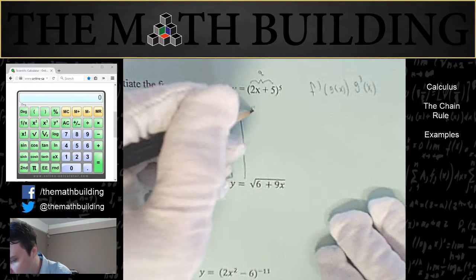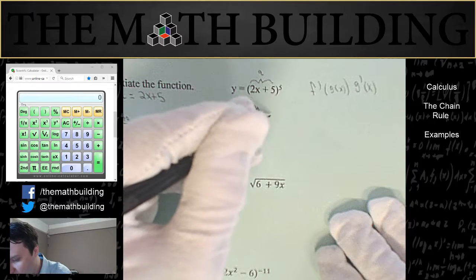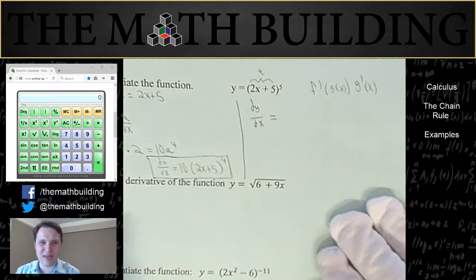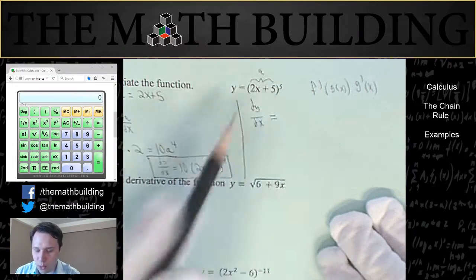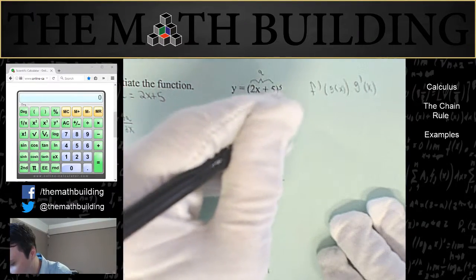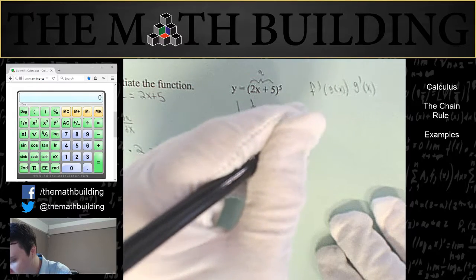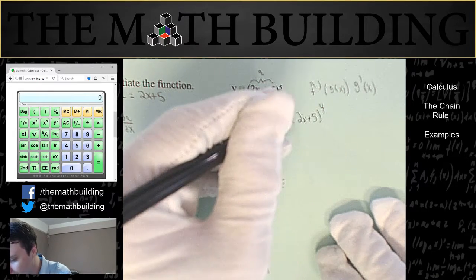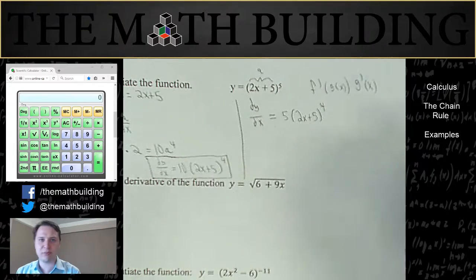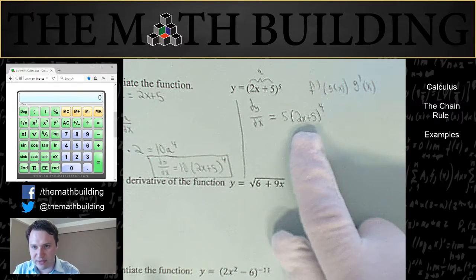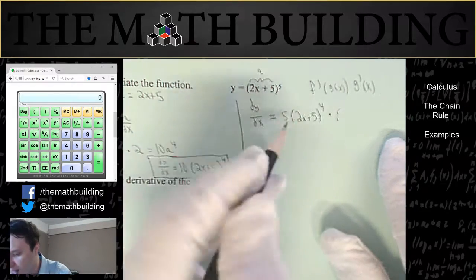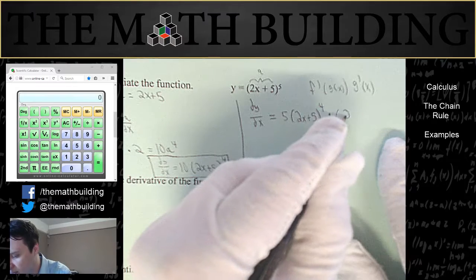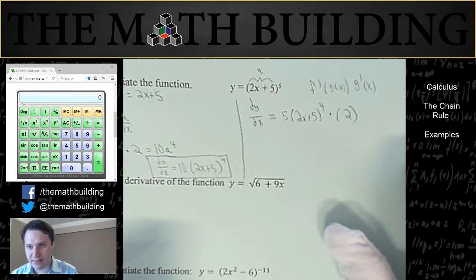We want dy dx. So we're going to take the derivative of the outside function, leaving the inside function alone. If we do the power rule, we bring the 5 out in front, 2x plus 5 to the 4. You can see I just did the power rule to the outside of the function while leaving this untouched. And now we're going to multiply that by the derivative of the inside function, and the derivative of 2x plus 5 is 2. And then you're pretty much done.